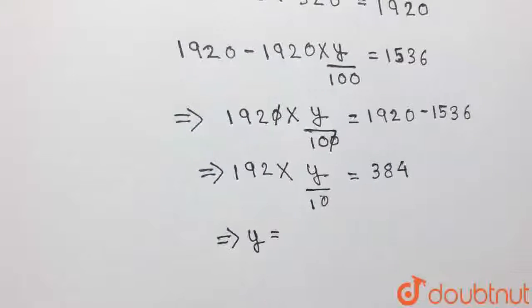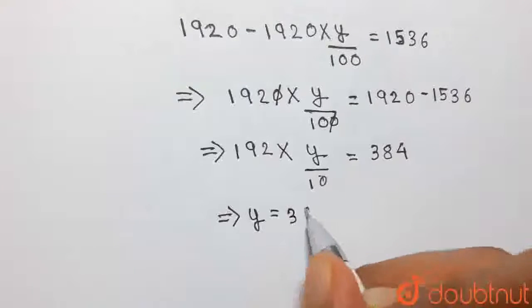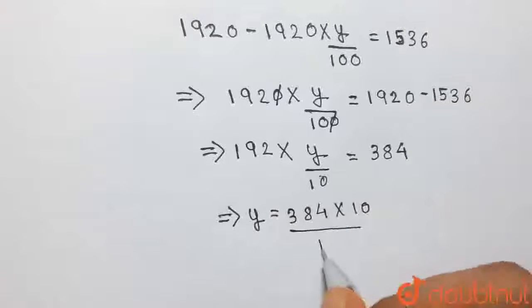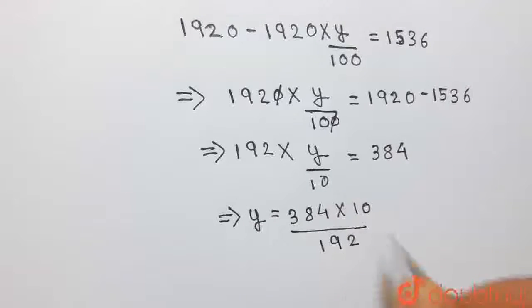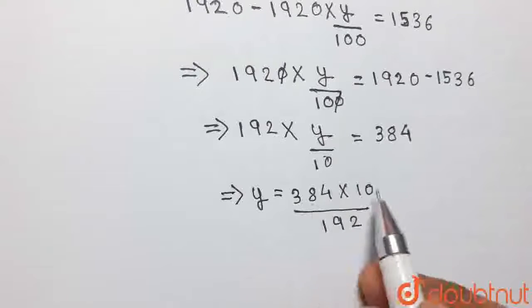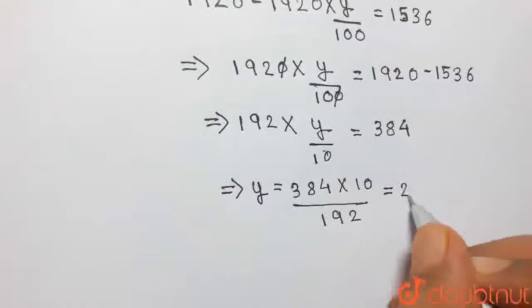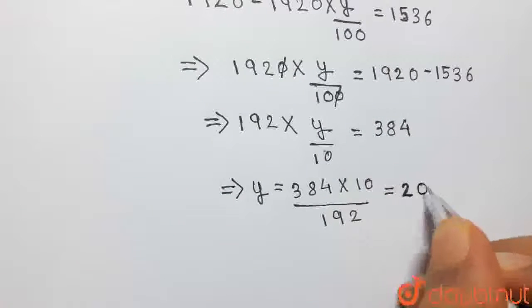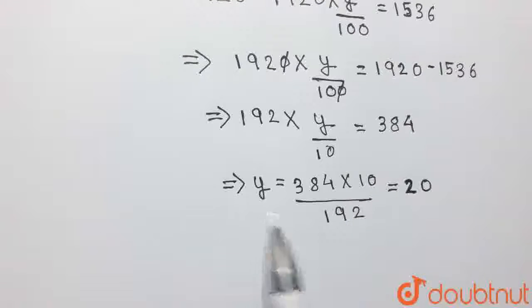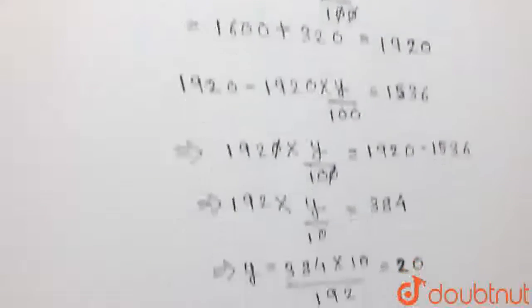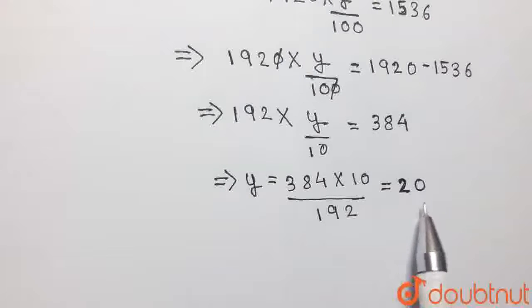Okay, now finally transferring this 10 and 192 to the right hand side of the equation, we can write y equal to 384 into 10 divided by 192. Okay, and now this value 384 into 10 divided by 192 when calculated using a calculator comes out to be 20. Okay, so this is our final solution. The value of y has come out to be equal to 20. Okay, so the question asked us to find the value of y, which we have found to be equal to 20. Hence we can conclude that the correct answer is 20.